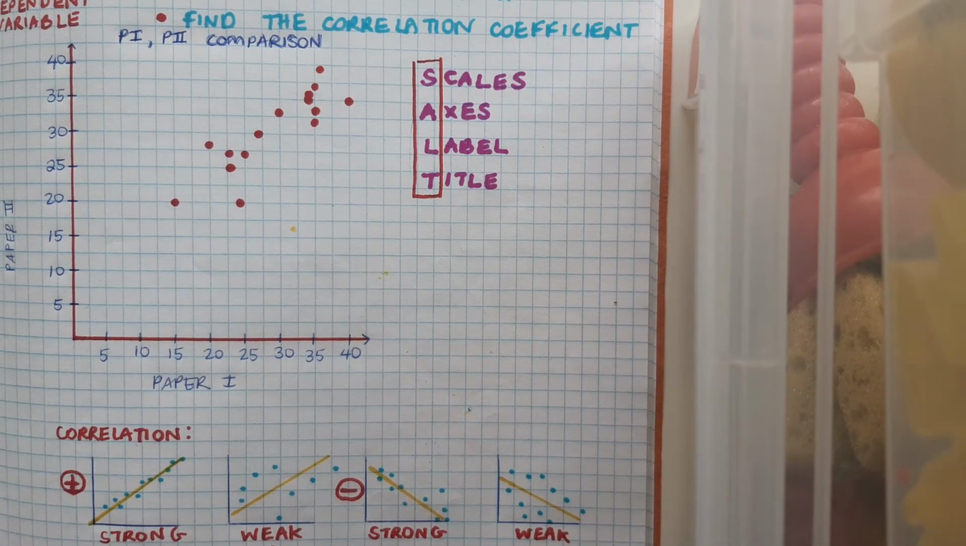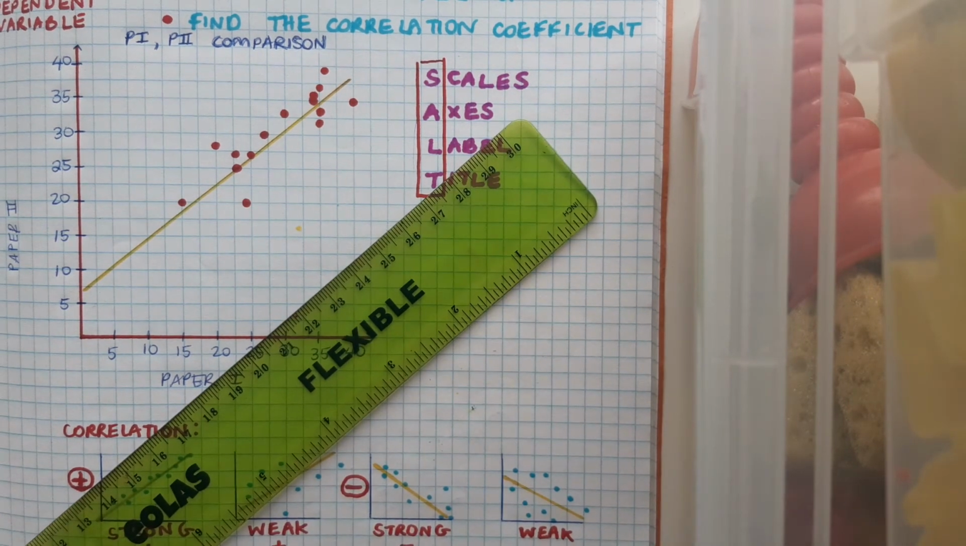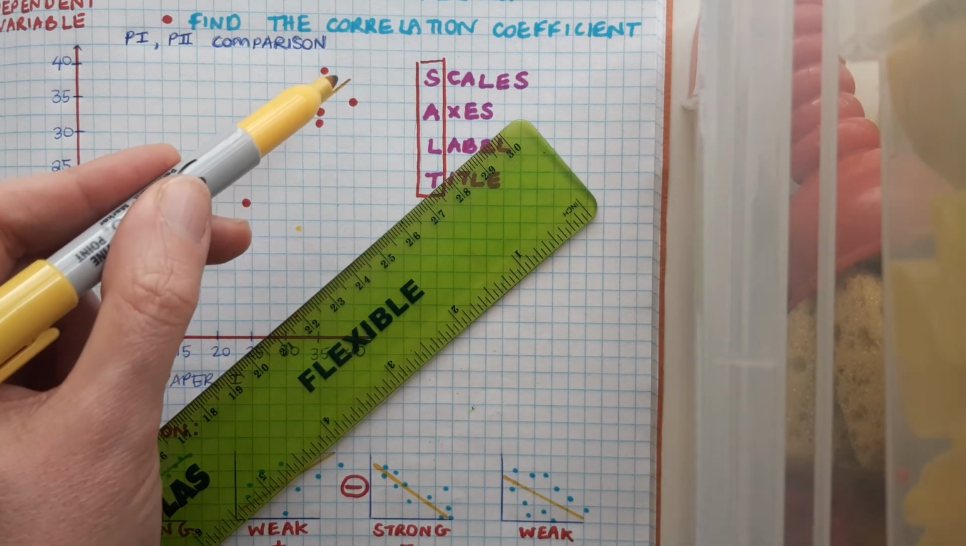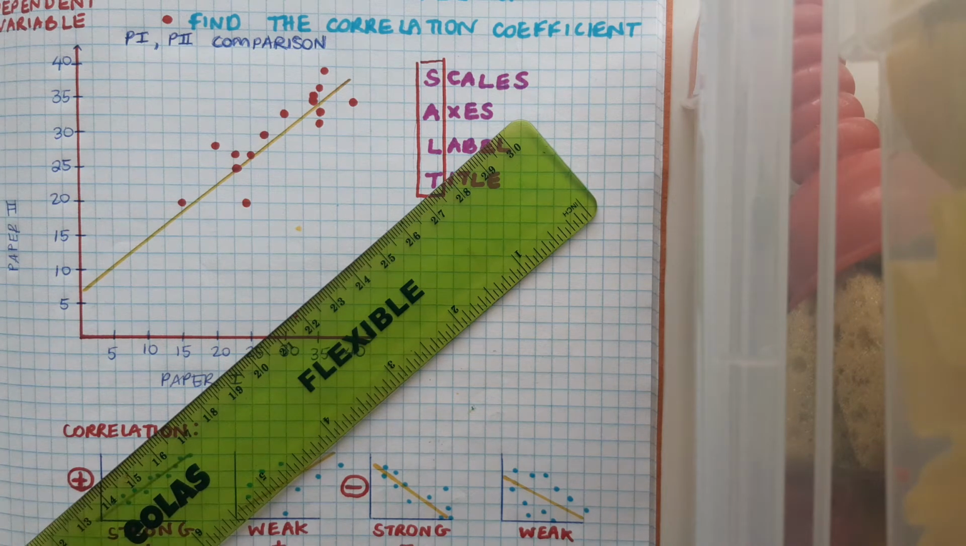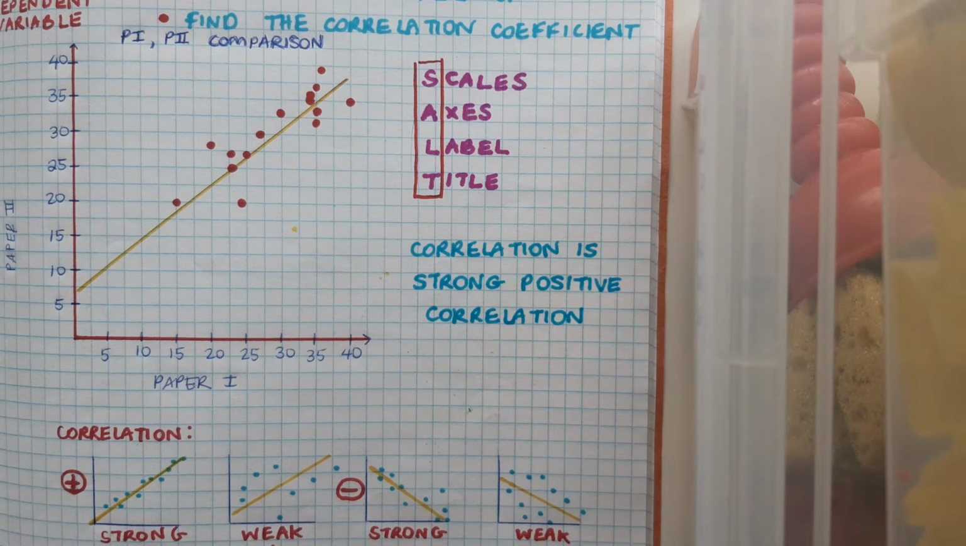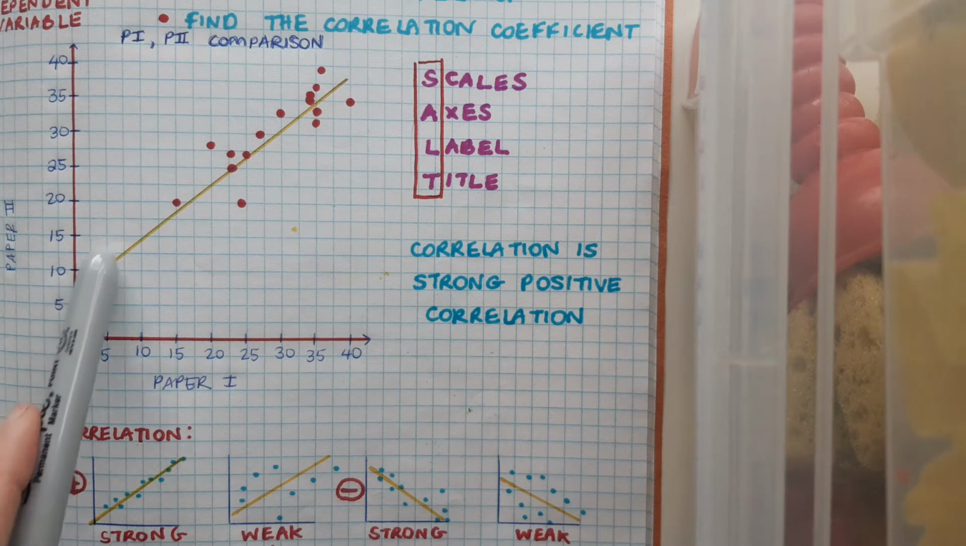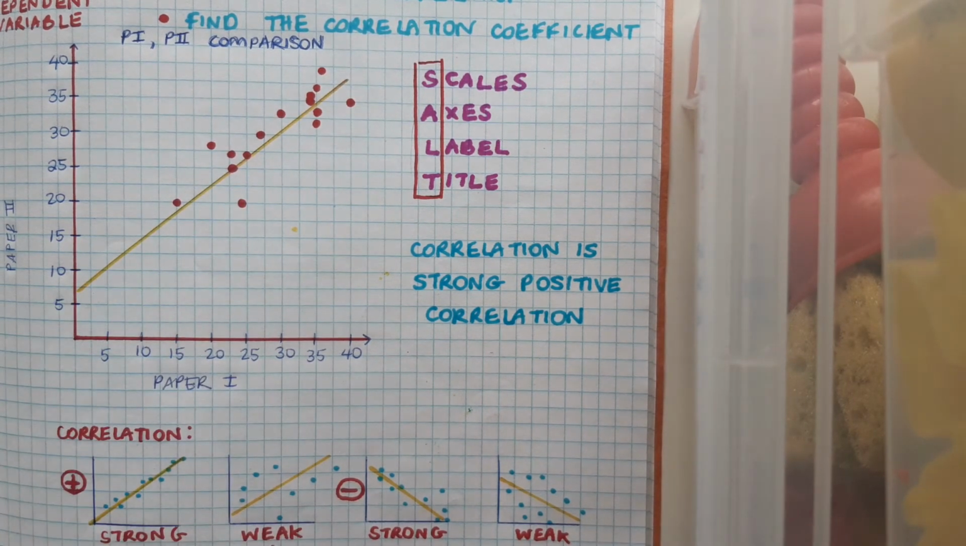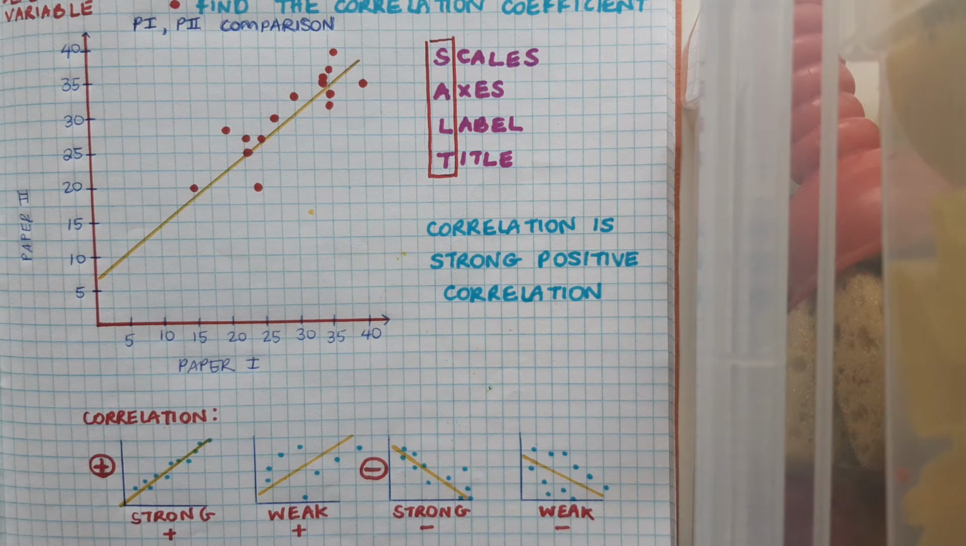But again, oftentimes there won't be a line drawn onto the graph for you. So I tried to draw my line as close as I could to as many of my points as possible. And I can see that my points are fairly tightly grouped around that line. So in this case, the correlation is strong positive correlation. And it can be helpful, even if you're not asked to draw a line in, to do it yourself to help you make that decision.